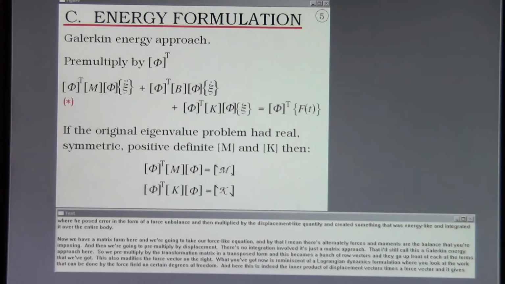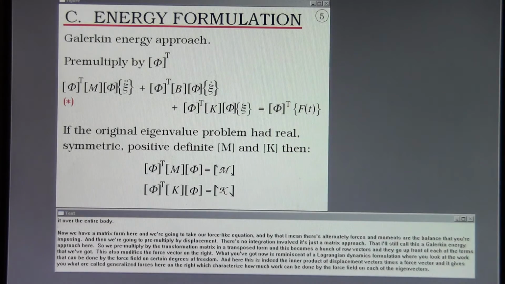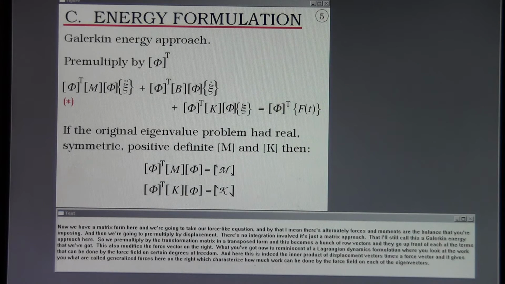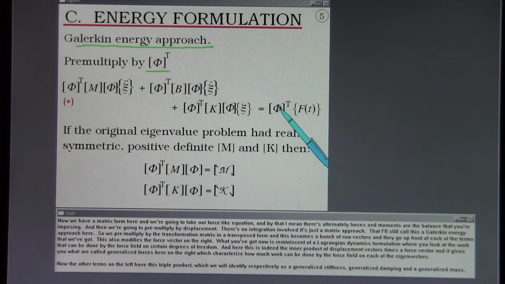Now we have a matrix form here, and we're going to take our force-like equation, and by that I mean there's alternately forces and moments are the balance that you're imposing. And then we're going to pre-multiply by displacement. There's no integration involved, it's just a matrix approach. But I'll still call this a Galerkin energy approach here. So we pre-multiply by the transformation matrix in a transposed form, and this becomes a bunch of row vectors, and they go up front of each of the terms that we've got. This also modifies the force vector on the right.